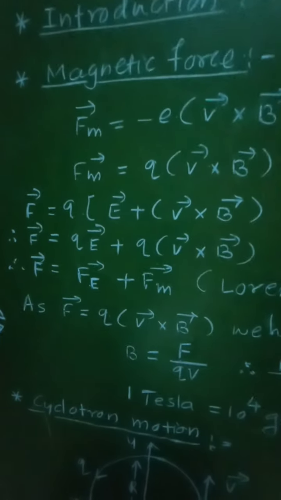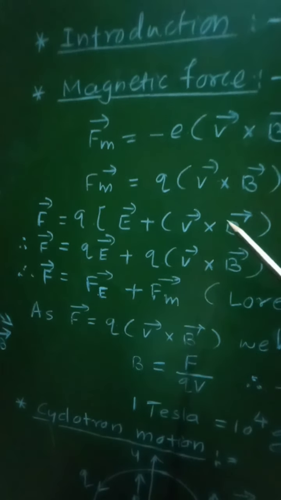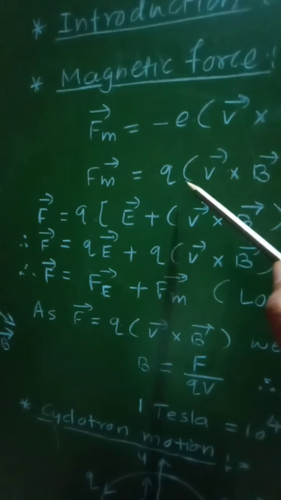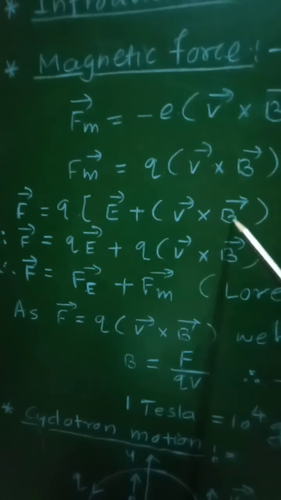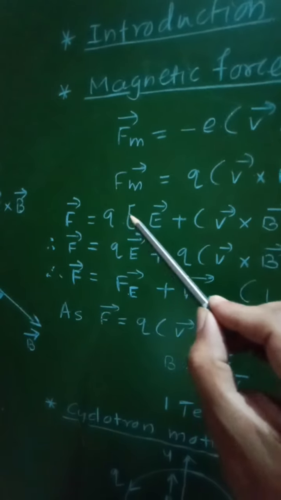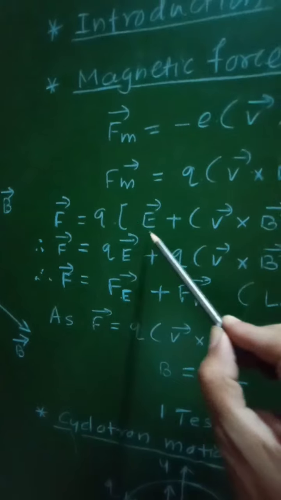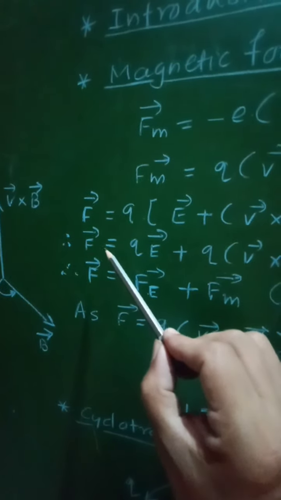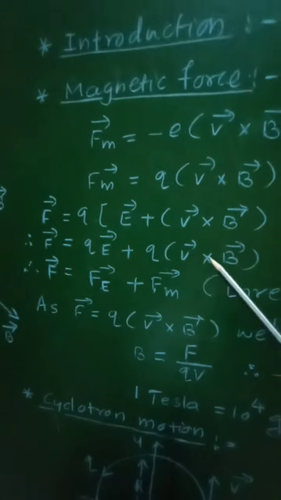Now suppose if both electric as well as magnetic fields E and B are simultaneously present, and at that time if that charge Q is acted upon by these two electric as well as magnetic fields, at that time the net force acting on that charge Q will be given as F is equal to Q into (E plus v cross B). Simplifying it, we can write force F is equal to QE plus Q into v cross B.